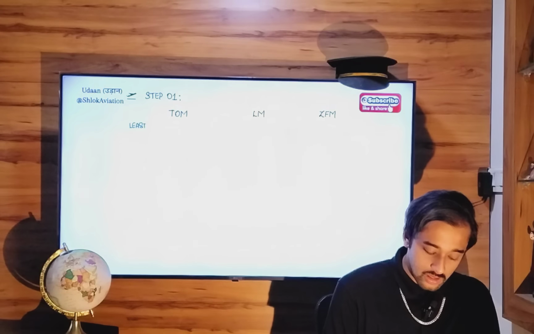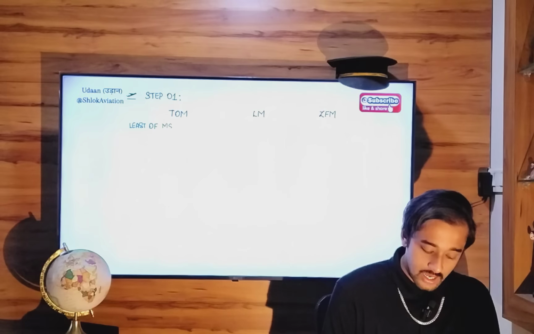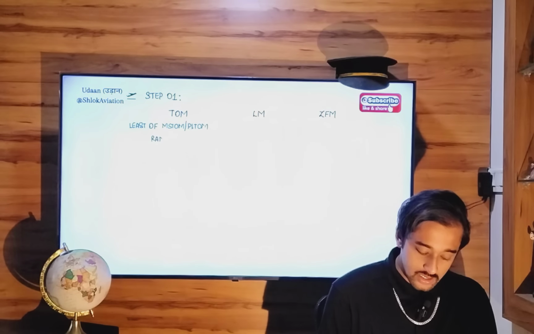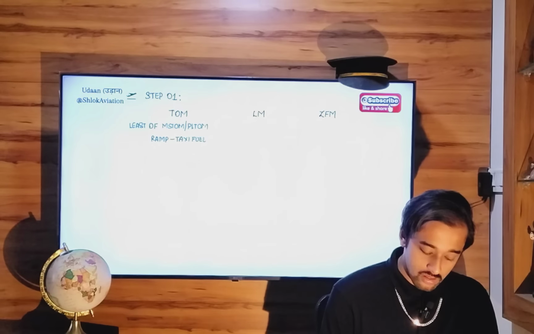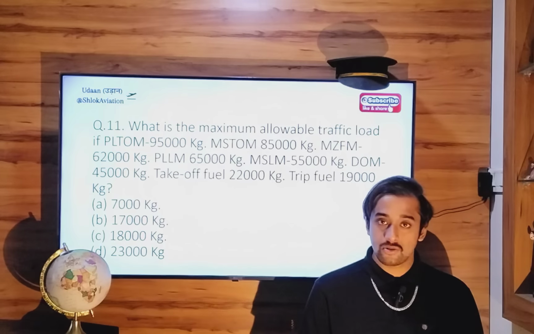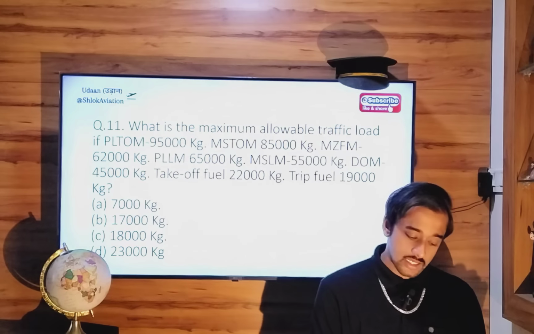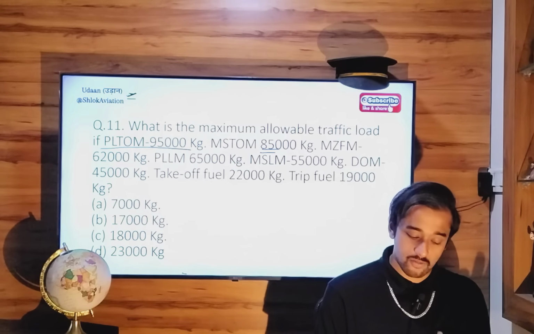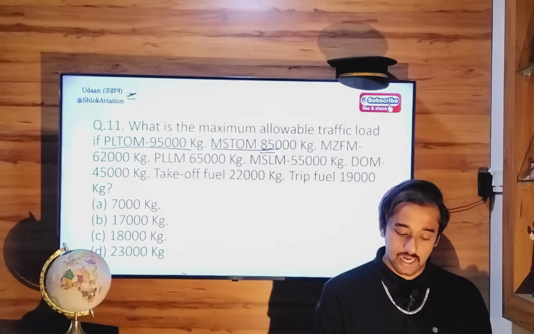Now in the column of takeoff mass, you are going to write the value which is least of maximum structural takeoff mass, performance limited takeoff mass, or ramp mass minus taxi fuel. So over here, the value which is less in number is 85,000 kg. So between 95,000, which is performance limited takeoff mass, and maximum structural takeoff mass 85,000, 85 is the lesser value. So I'm going to write 85 here.